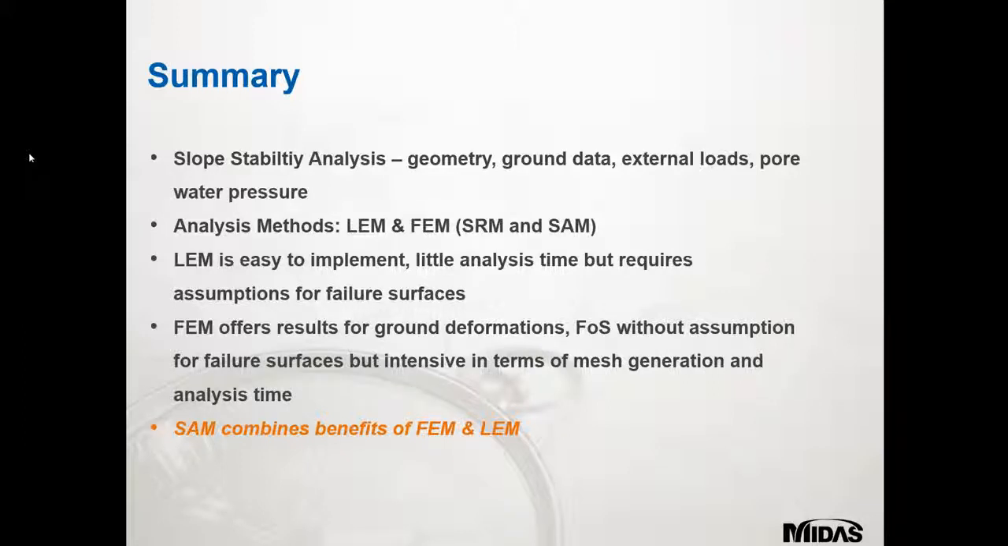So just in summary, for the slope stability analysis, you can have different geometries and different ground data that can be incorporated. You can also apply different external loads and pore water pressures for different construction stages. For the analysis method, you can do the limit equilibrium method and finite element method, along with the strength reduction method and the stress analysis method.